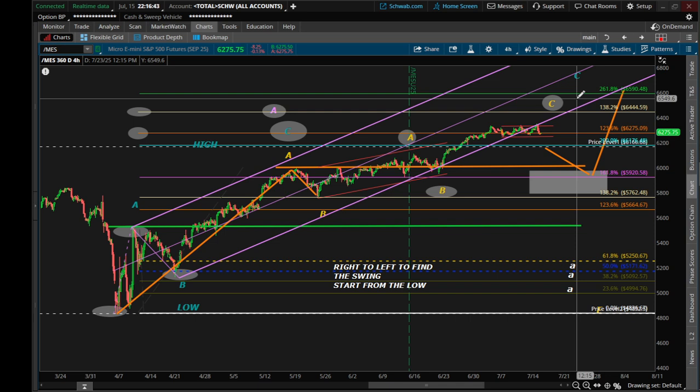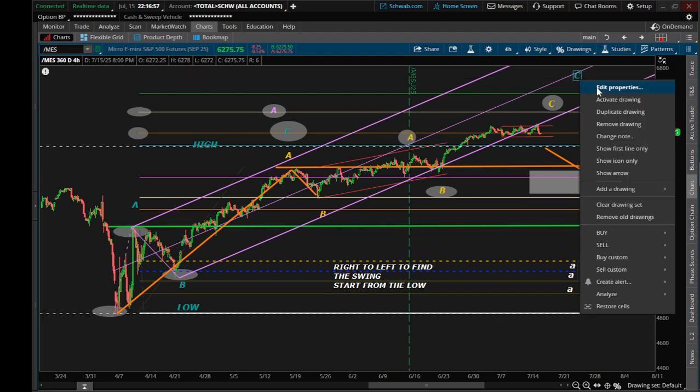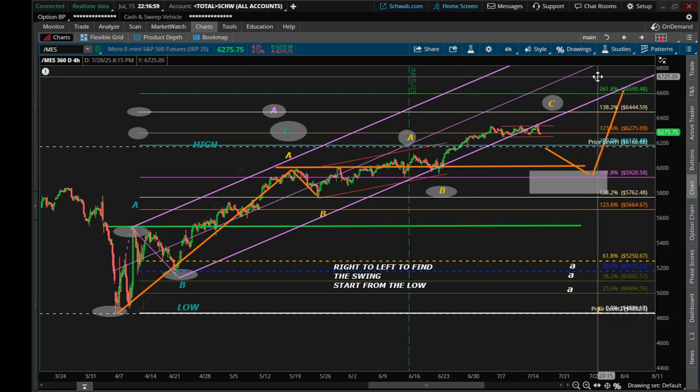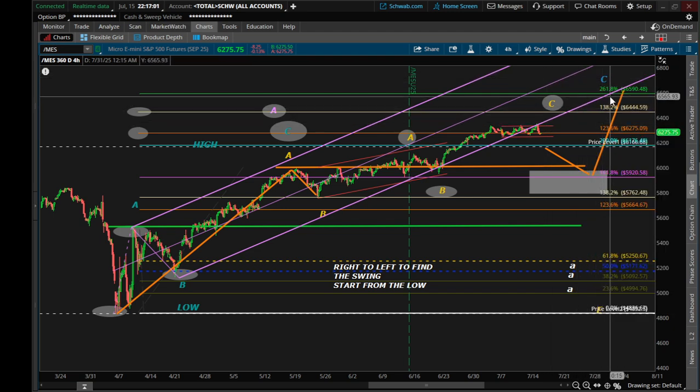So let me just look at this for a second. Yeah, based off the primary count, we're needing to go higher. All right, so I'm going to keep this C up here around the 261. Notice that it intersects with the lower pitchfork. So let's draw out two scenarios real quick.